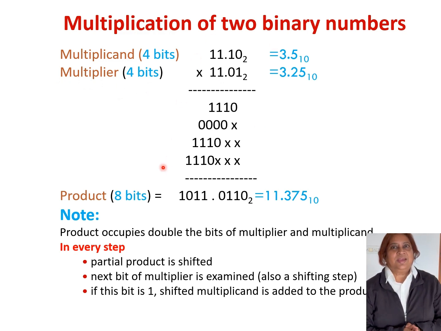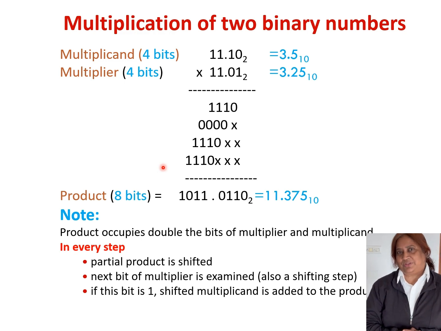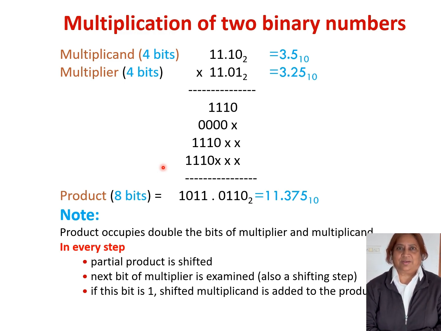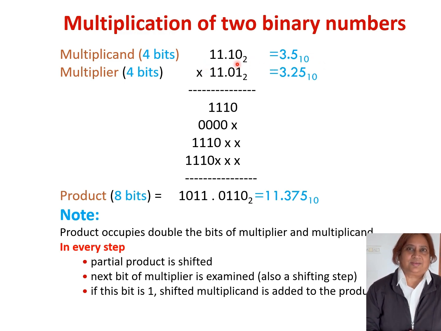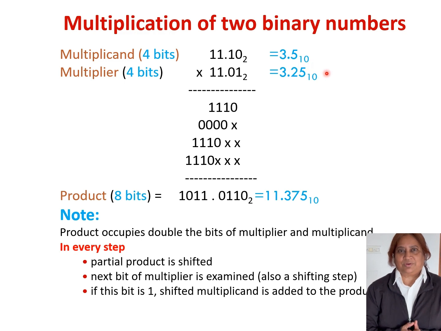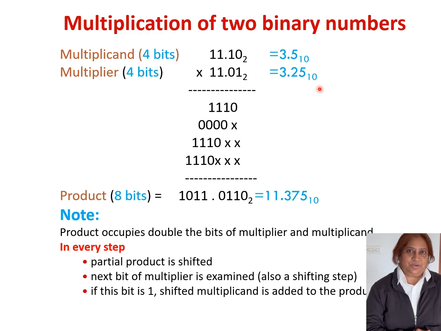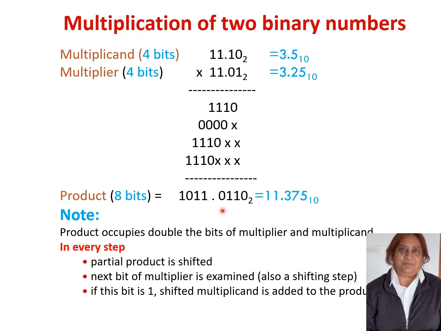You have done lots of multiplication in your schools where the numbers were decimal numbers. The only thing different here is that it is binary, and you already know the binary to decimal conversion. Here, this number is equivalent to 3.5 in decimal and the second number is 3.25 in decimal. So if you have a calculator, you can quickly calculate it and get the result. And you can later verify whether the multiplication, where the numbers are in binary, also gives you the same result.